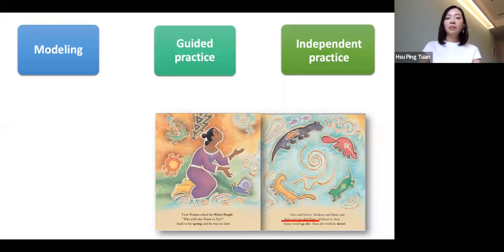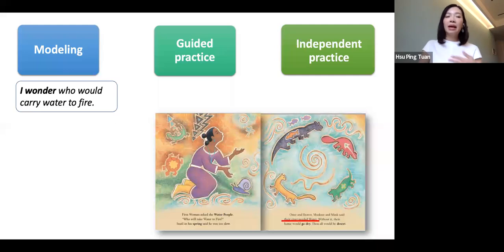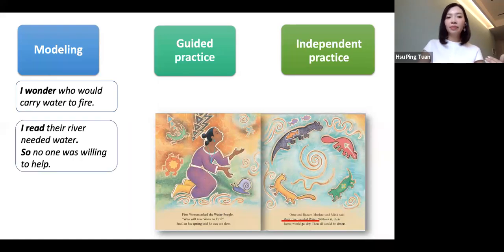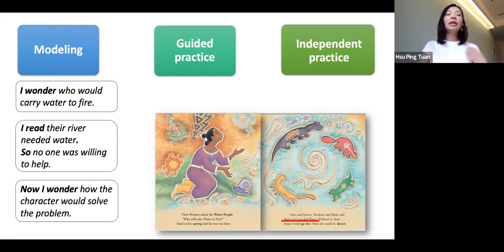For modeling, remember that the first step of the reading strategy, asking a question, is that we need to ask a question. So I will ask by saying, I wonder who would carry water to the fire? And then I will demonstrate the second step. That is, I need to look for the information. So I will have students read with me. And then I will say, I read the river needed water, so no one was willing to help. Then I will demonstrate how to do the third step. That is, think about a question, read on, and think about a new question. Now I wonder how the character will solve the problem.